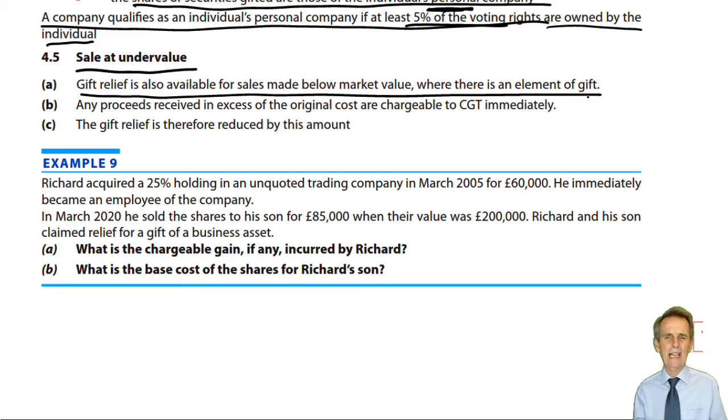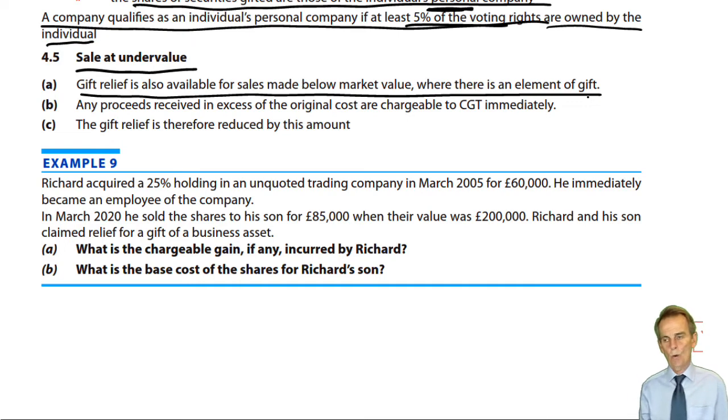So if we're ignoring actual proceeds in computing the gain, where does the actual proceeds come into play to make this exercise a bit more interesting? What it impacts on is the availability of gift relief. The bigger the sales proceeds, the less the amount of gift that you're actually making. And that, therefore, may serve to limit the amount of gift relief available.